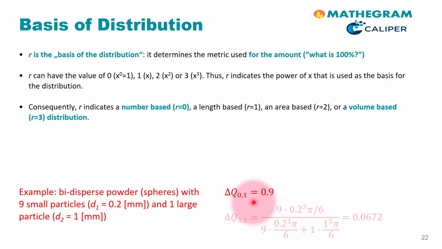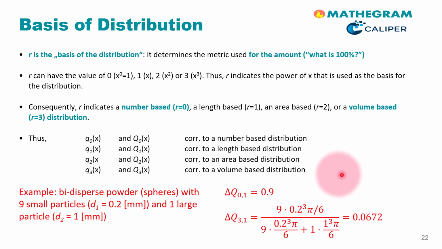However, if we consider a distribution with the basis R equals 3, so volume based, you will see that only 6.7% are in the small class. Clearly, the basis of the distribution is of great significance. We finalize the discussion of this slide by summarizing the naming of the different distribution bases.